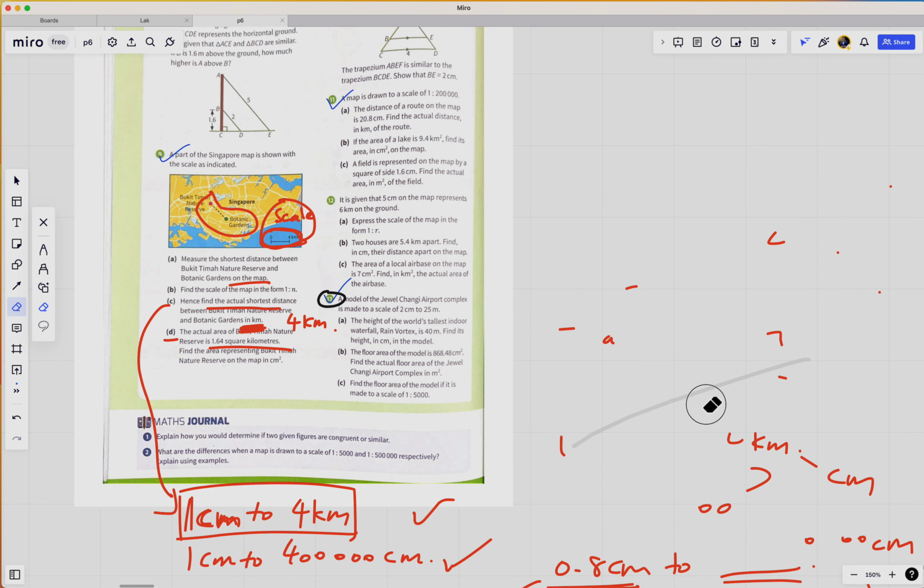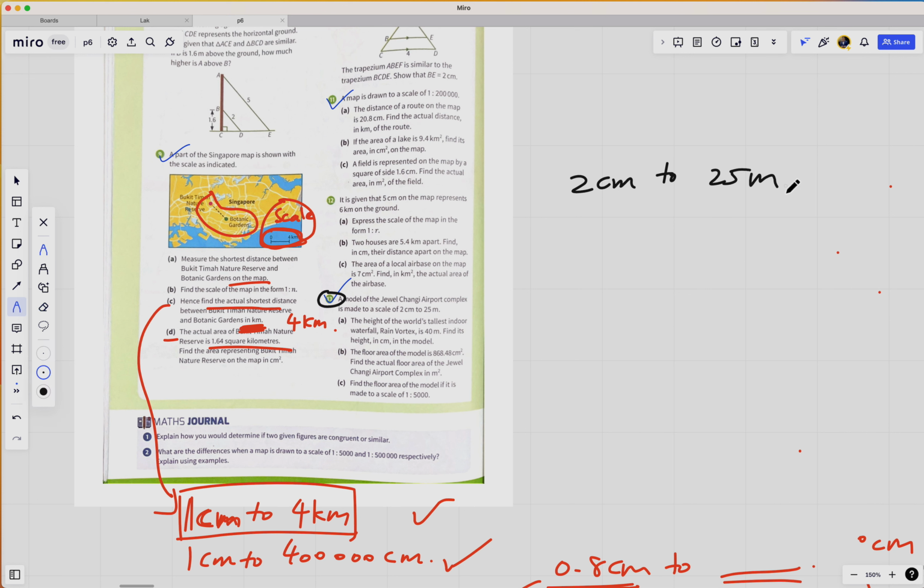For 13 they say Jewel Changi Airport is made to a scale of 2 cm to 25 meter. You see they can give you any length parameters. They can give you cm, meter, kilometer, mm. The height of the world's tallest indoor waterfall, the Rain Vortex, is 40 meter. So find its height in the model. This is the scale of the model you need to use.